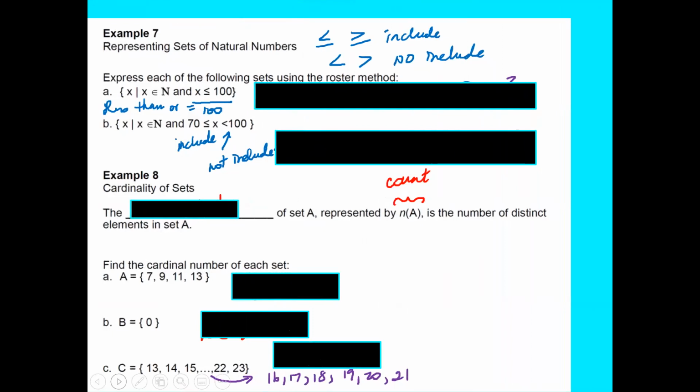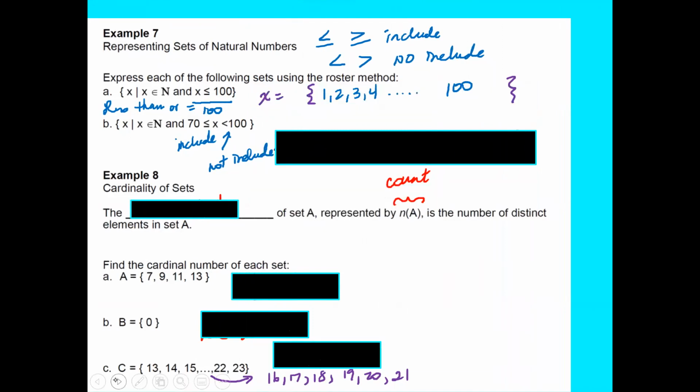Okay, example 7. Express each of the following sets using the roster method. X is less than or equal to 100. So you have to include 100 in here and everything below that. So I would just say 1, 2, 3, 4, dot, dot, dot, all the way to include, all the way to 100.